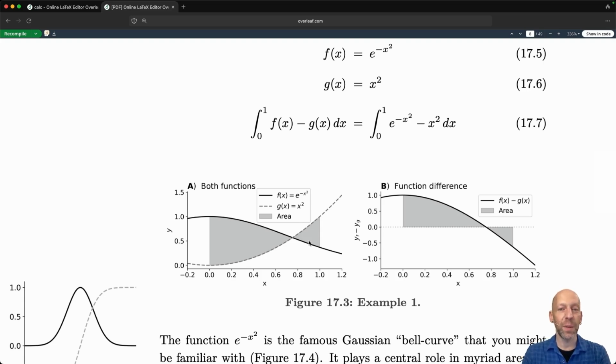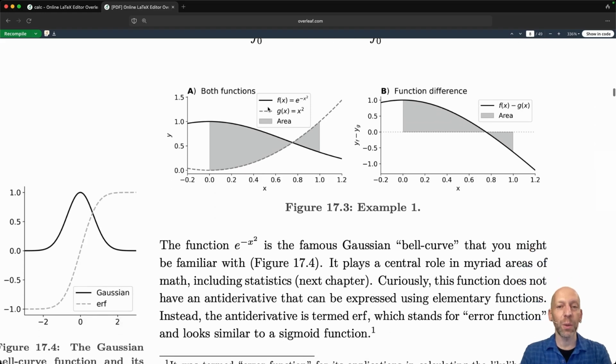The two lines that you see drawn here are e to the minus x squared and x squared. Those are two lines, and then the area between them, using the bounds of 0 to 1, looks like this. You can see it's actually divided into two pieces. We have one piece where f of x is larger than g of x, and a second piece where g of x is larger than f of x.